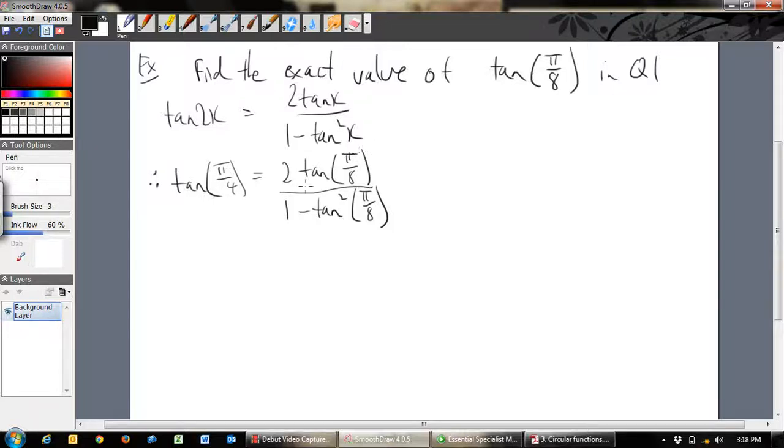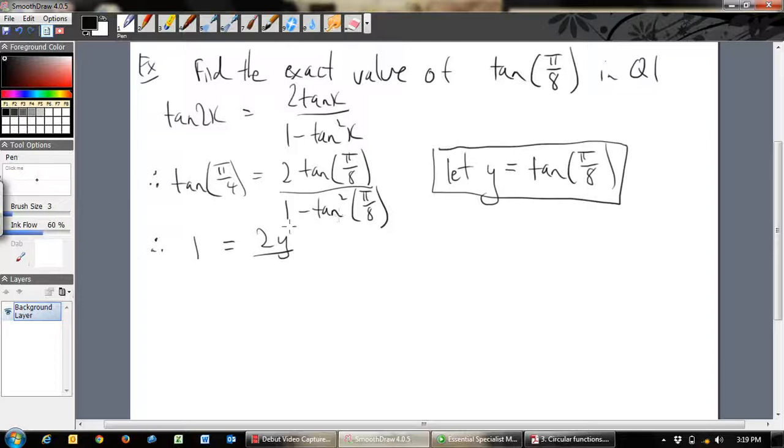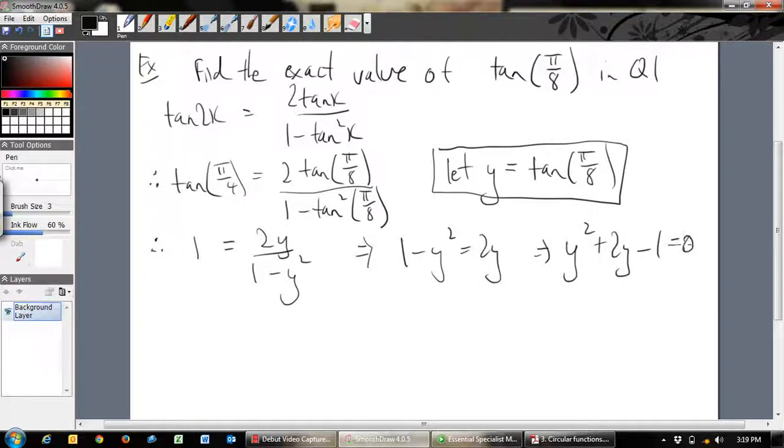We know this value here, and we can use some little tricks over here to find out what tan pi over 8 is. To save some headaches, let y be equal to tan pi over 8. We want to try and find what y is equal to. So let's simplify this. Tan pi on 4 is 1. So 1 equals 2 times tan pi on 8, which is y, over 1 minus y squared. Let's just solve this. This is just a quadratic. So times both sides by 1 minus y squared, and we get that. Bring everything over to that side, but keep it positive. y squared plus 2y minus 1 equals 0.